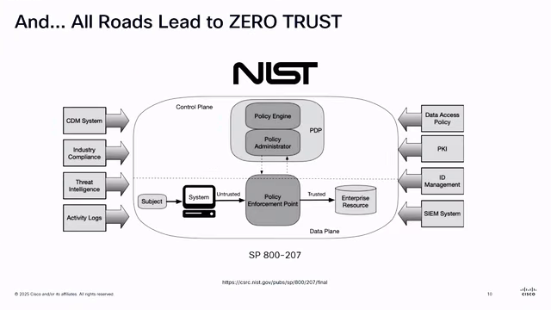And like I said, it all leads to zero trust, right? This is 800-207. The one thing I always like to call out here is that when we talk about zero trust, when we talk about Comply to Connect, when we talk about any of these frameworks, it's about a subject accessing a resource.